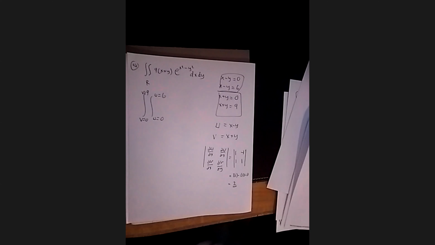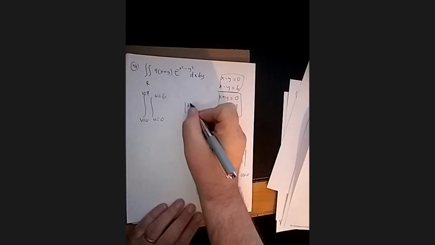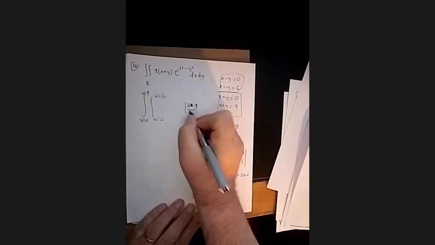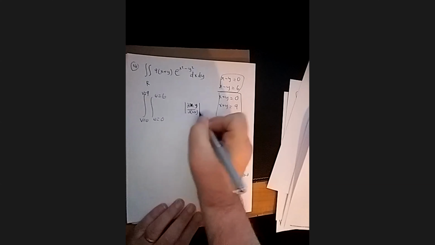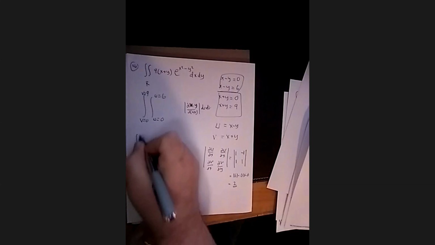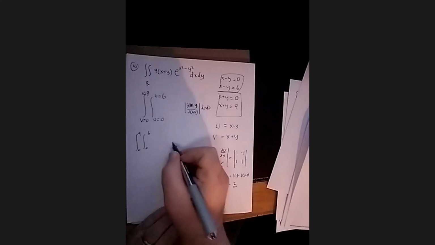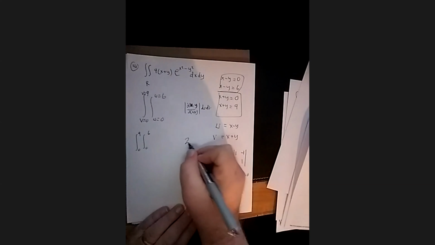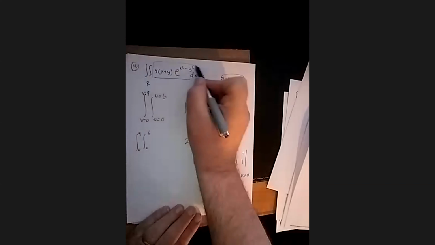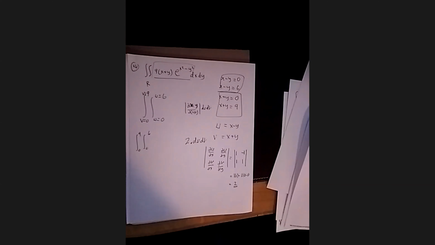And I don't need to worry about it because it's positive 2, so that isn't going to be an issue. So that means that my Jacobian, start the next line, 0 to 9, 0 to 6, is going to just be 2 times du dv. So who's left? Let's focus on the f of xy. You see that 9x plus y e to the x squared minus y squared?